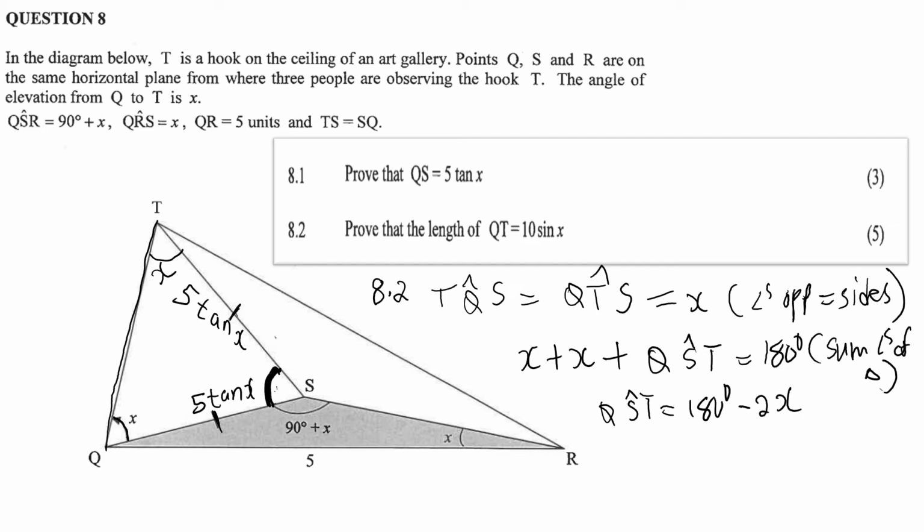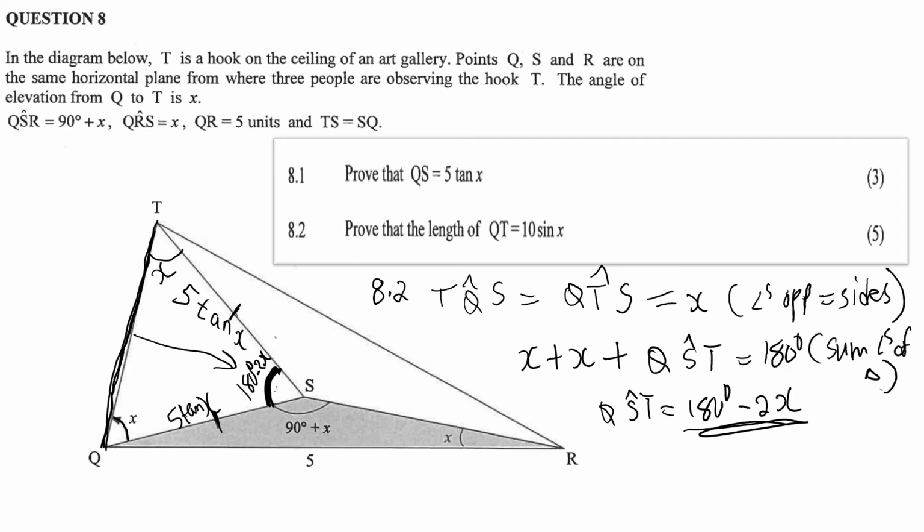Minus 2x. So meaning that there, let me just put it, this 5 times x. So this will be 180 degrees minus 2x. All right, so that's the angle there. Now we can go and use our sine rule, right? Because we have QT now. We are looking for QT and we have an angle facing it. We have calculated it to be 180 minus 2x.